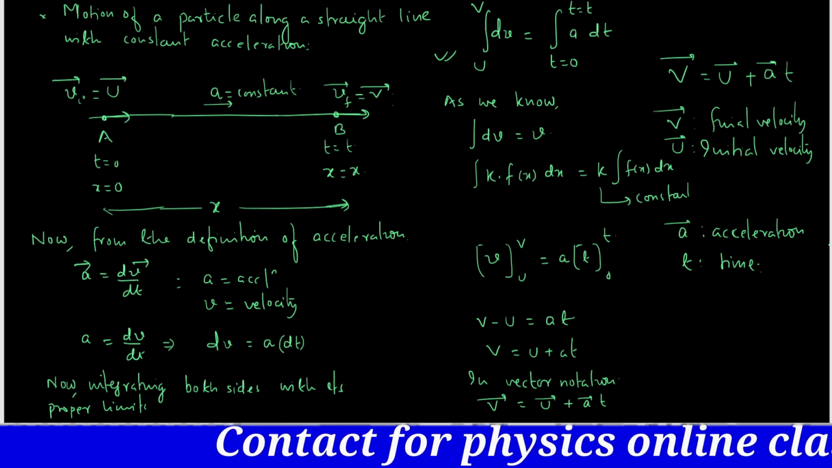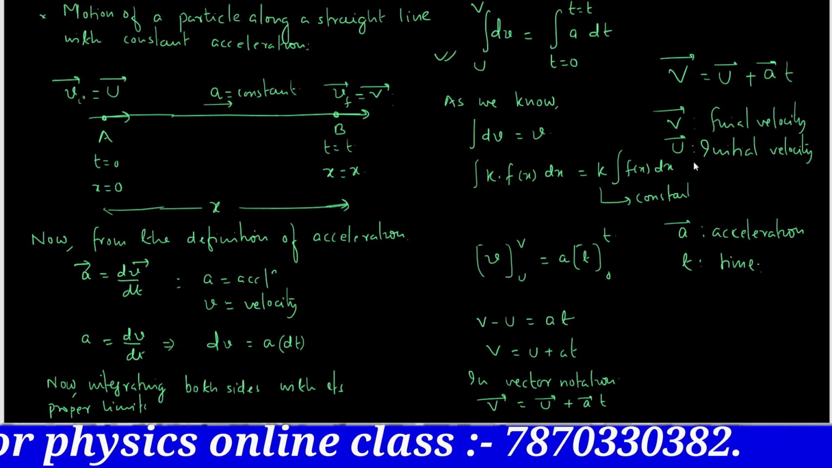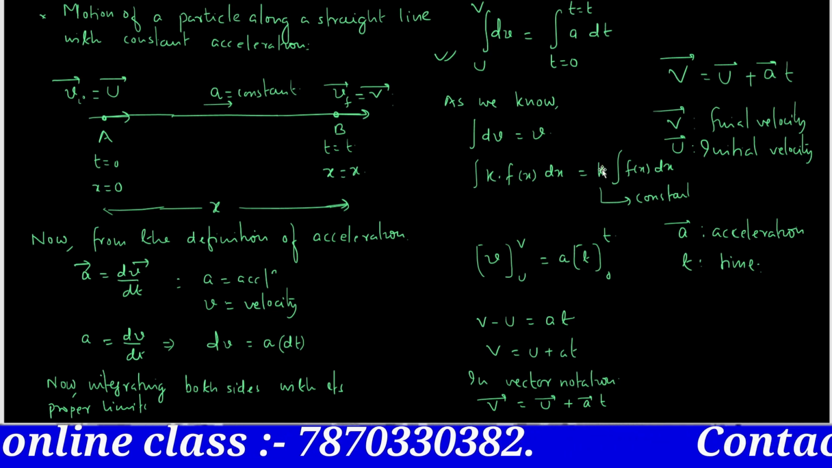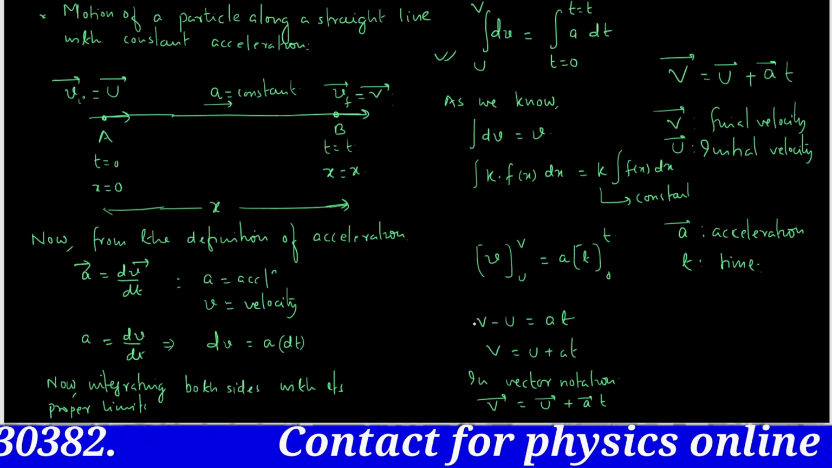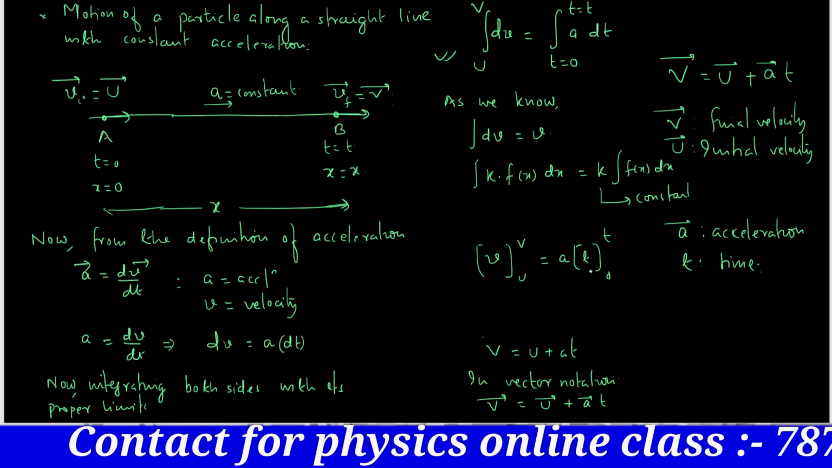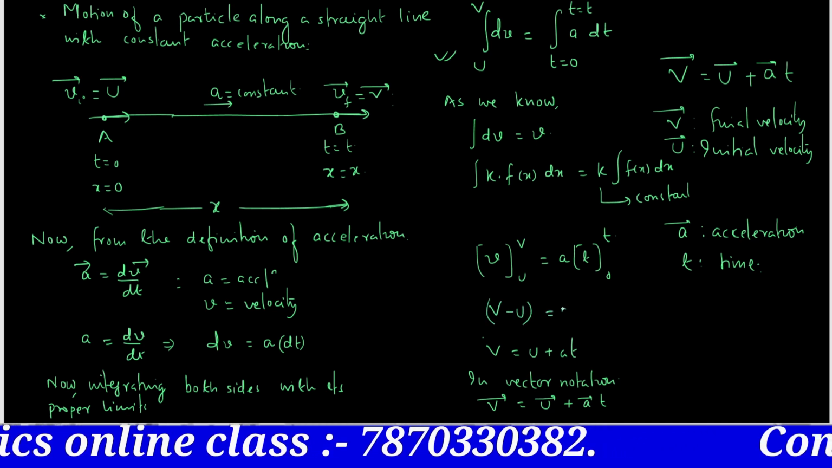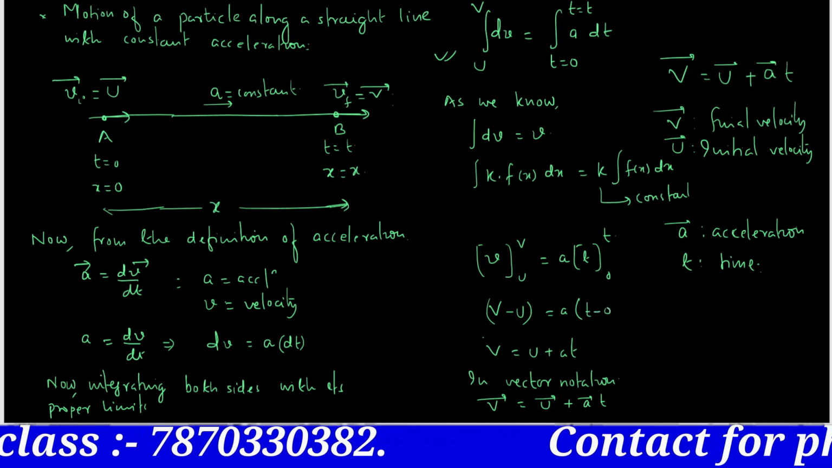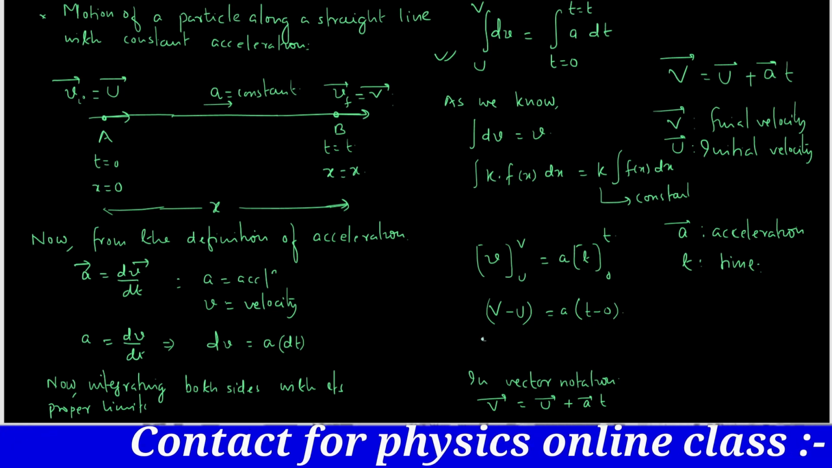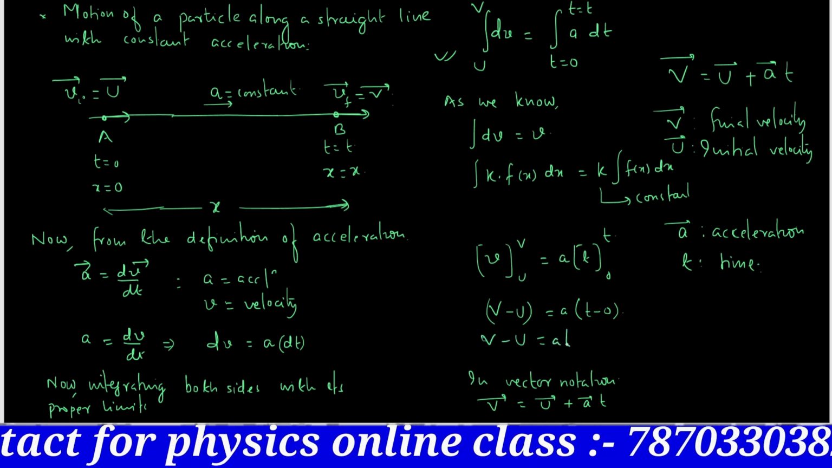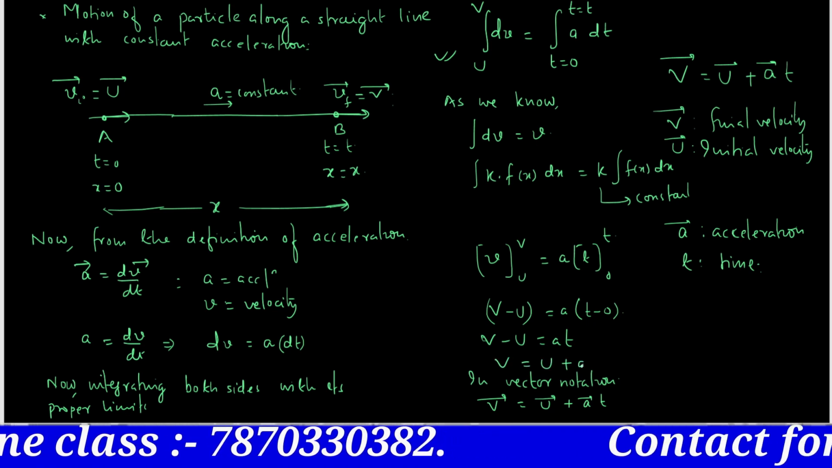And you went from t, the upper limit is t and the lower limit is 0, by doing just t minus 0, right? So that's it. First of all, this v minus u will be equal to a, and this will be t minus 0, right? So this will be v minus u equal to at, and that's why I have written v equals u plus at.